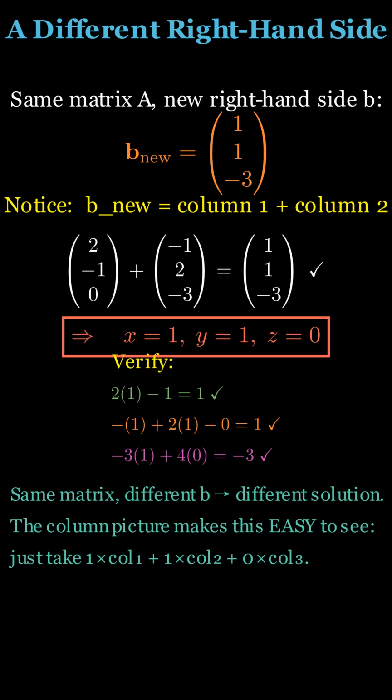Verify in each equation. 2 minus 1 is 1. Correct. Negative 1 plus 2 is 1. Correct. Negative 3 plus 0 is negative 3. Correct. The column picture made this solution transparent.